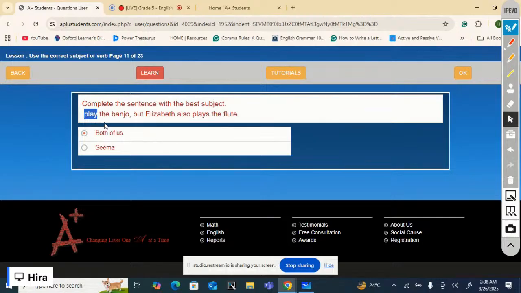Both of us play the banjo. Both of us is a plural subject. The verb is also plural because it does not end in s or es.